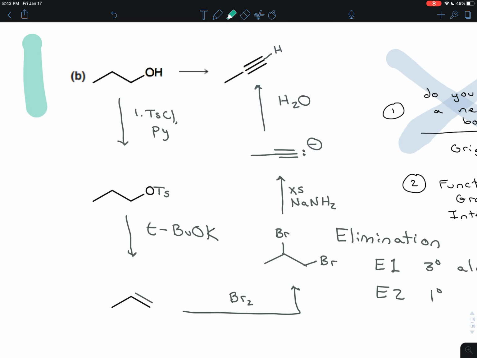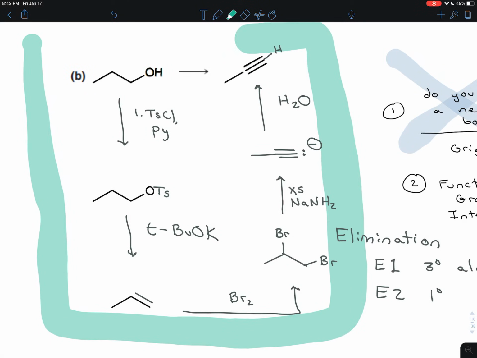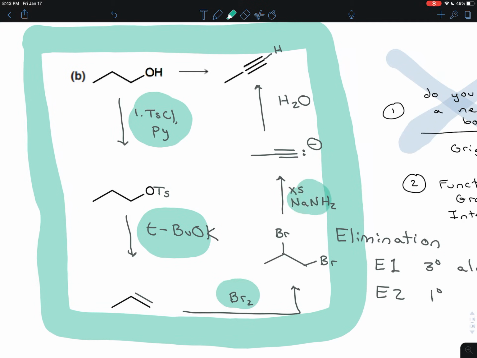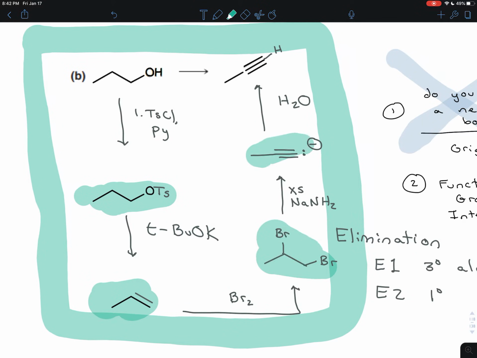And so everything in this green area would be what you would want to write for full credit in your answer. If all you wrote were the reagents, you would not get full credit for this question, even if they were the correct reagents. It's important to me that I can see that you know how each reagent changes the molecule. So make sure you draw each of those intermediates there.